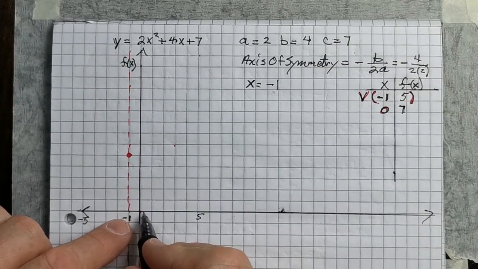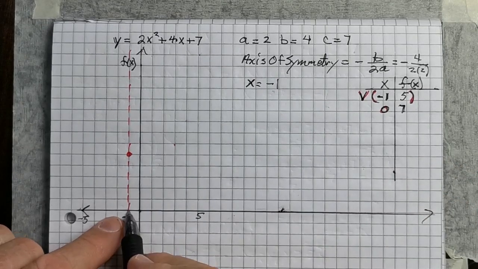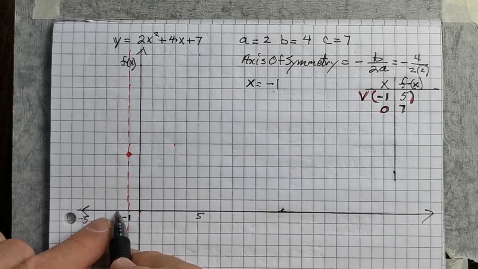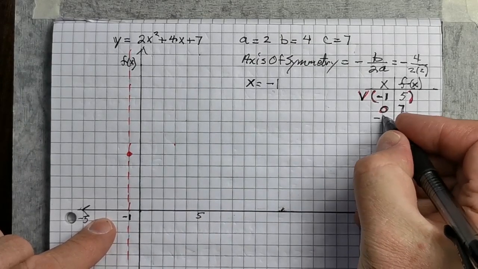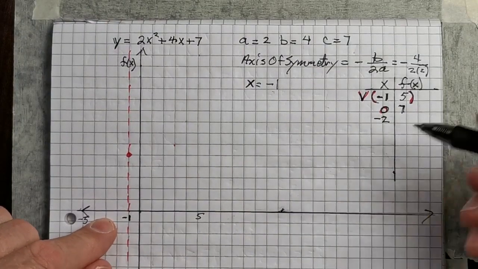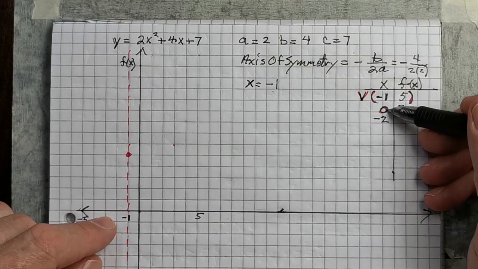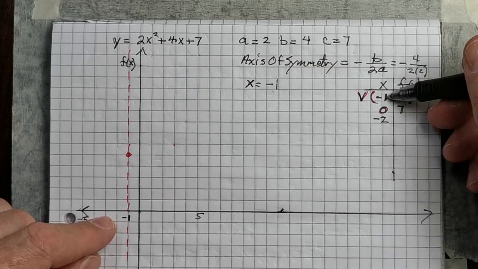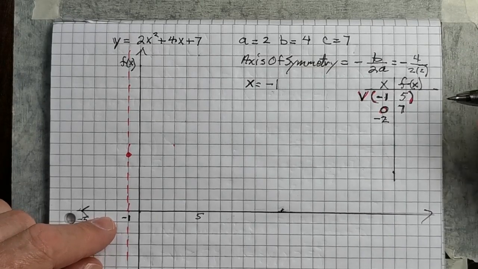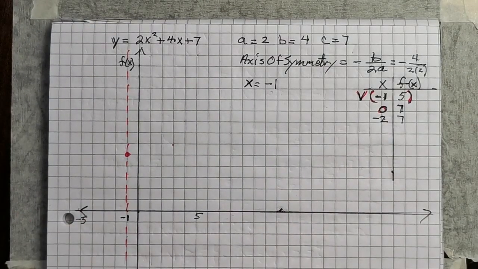Now, that's 1 unit to the right of the axis of symmetry. X equals 0, 1 unit to the right. What's 1 unit to the left? That would be x equal to -2, wouldn't it? X equal to -2 would be 1 unit to the left of the axis of symmetry. So you see x equal to -1 is the axis of symmetry. 1 unit to the right is 0, 1 unit to the left is -2. Okay? And I would have to get out the same value because it is symmetrical.